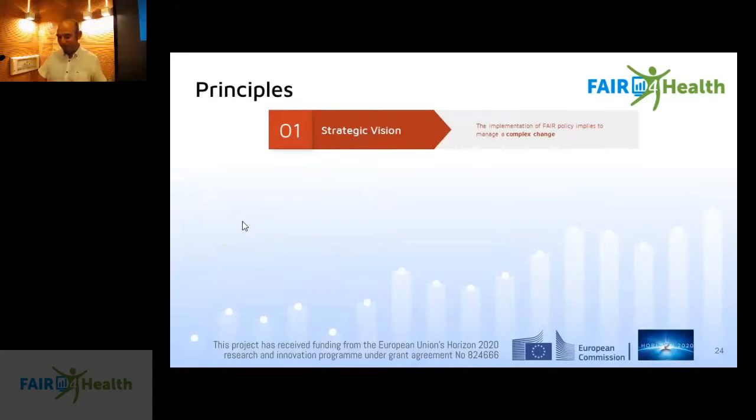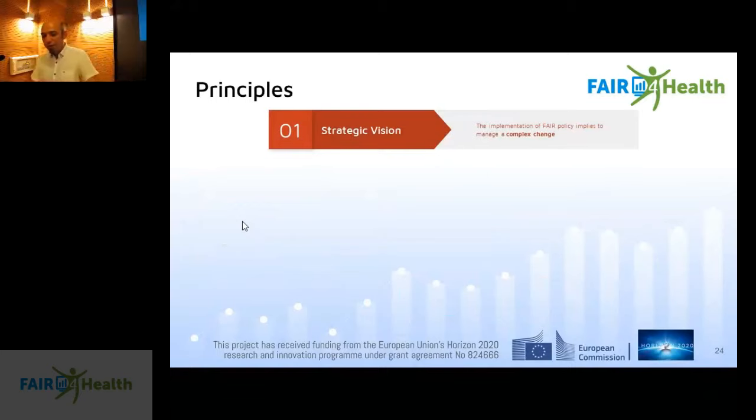After getting to the end, what we are presenting now are the guidelines that the FAIR4Health project has so far developed, and these guidelines are directed towards health research performing organizations. So these are like tutorials, guidelines, to practically implement a FAIR data policy in their organizations. So we have split this guideline into principles and steps.